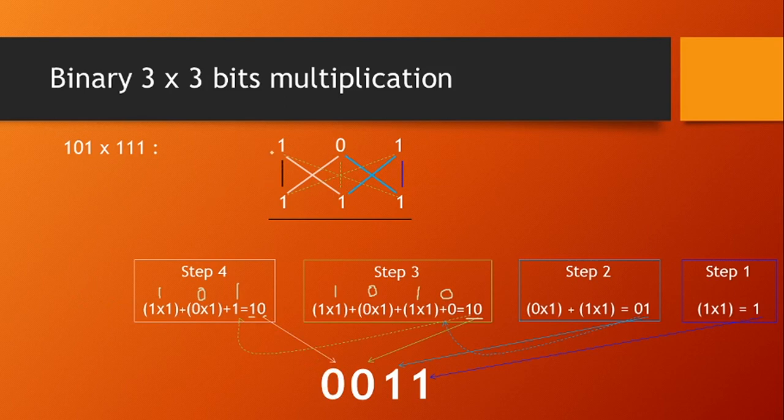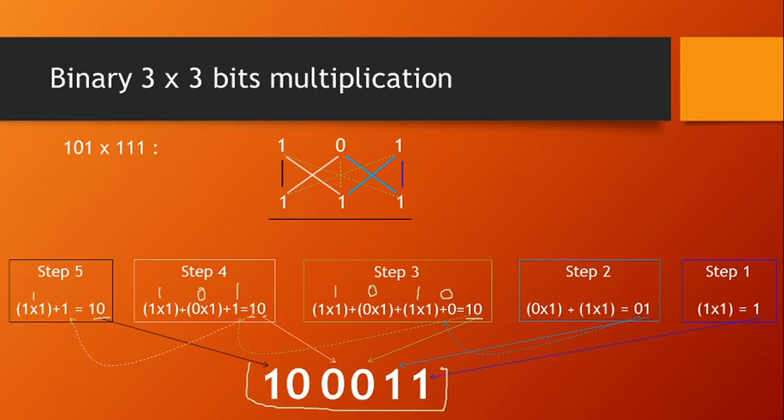What is step 5? Step 5 is the last bit multiplication, 1 into 1. So step 5 is 1 into 1 plus the previous bit from step 4. So 1 into 1 is 1, plus 1. 1 plus 1 is 10, carry 1 and sum 0. Keep the step 5 result here. The bits are here, so the result we got is 100011. This is our final multiplication result.